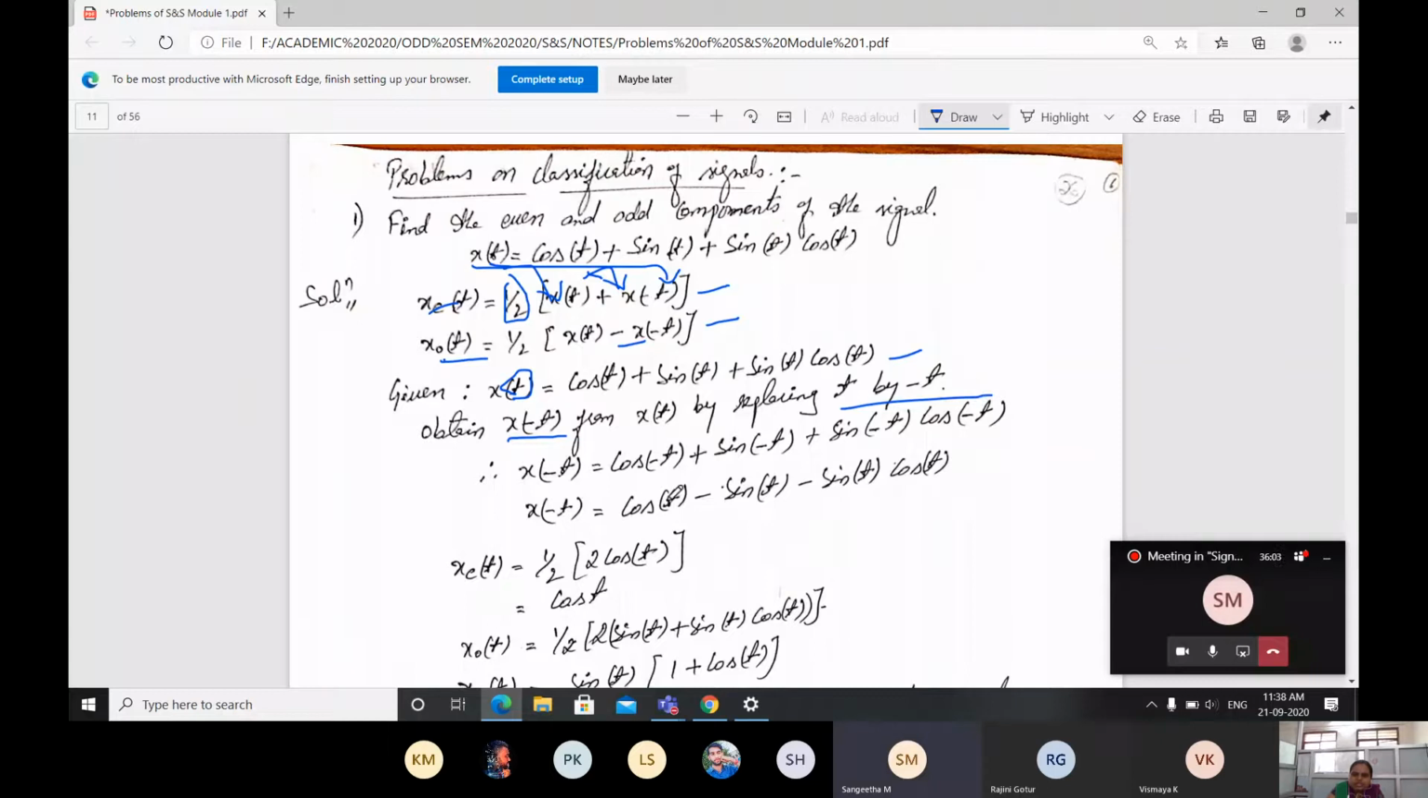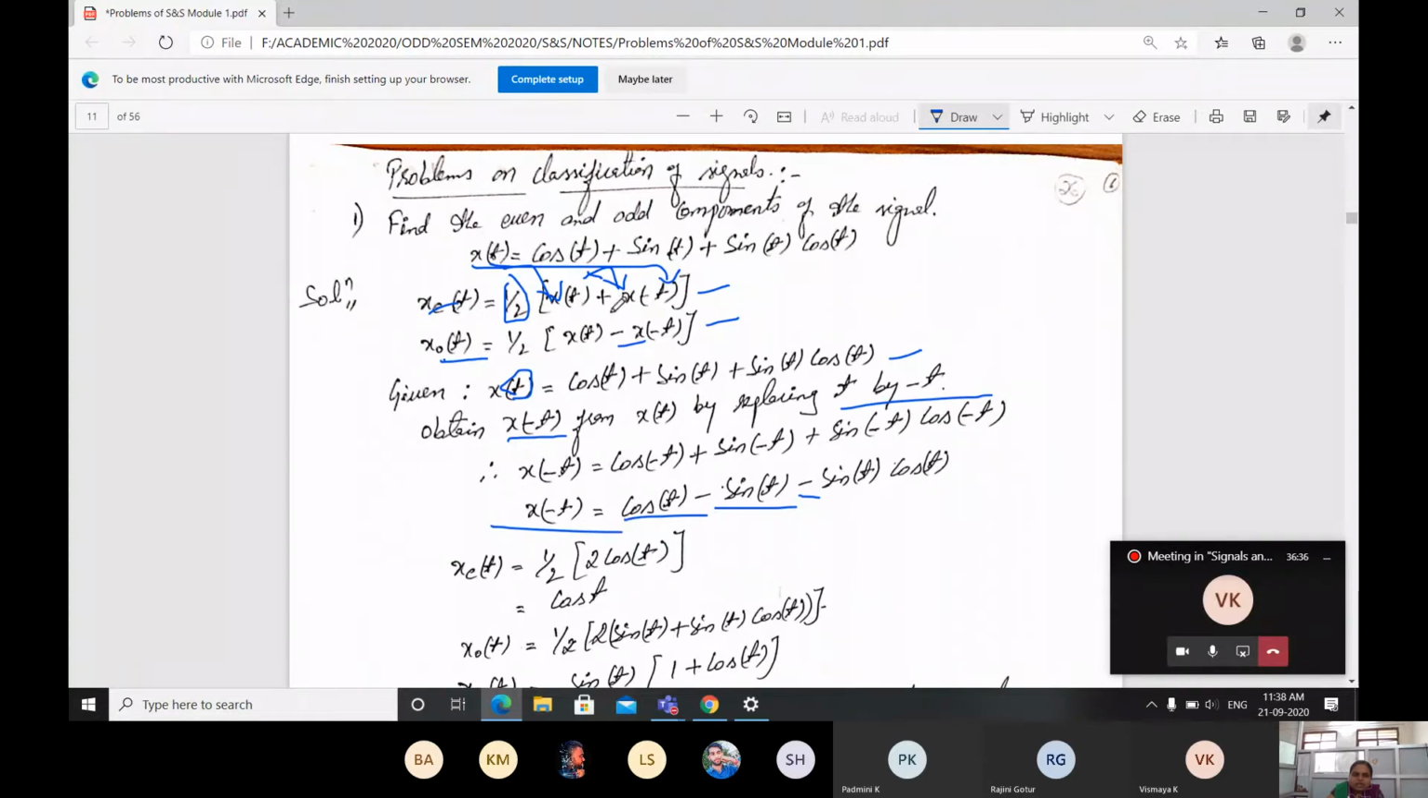Next, what is cos of minus t? It is cos t only, right? Then sin of minus t is minus sin t. Then sin of minus t is minus sin t, and cos of minus t is plus cos t. Plus into minus gives minus, for that reason minus sin t cos t. This is what you have to do to get your x of minus t.